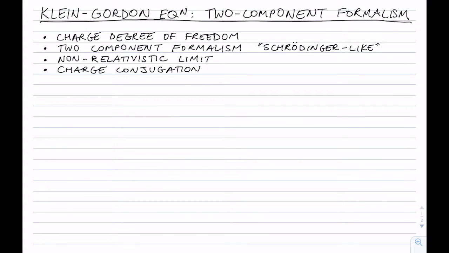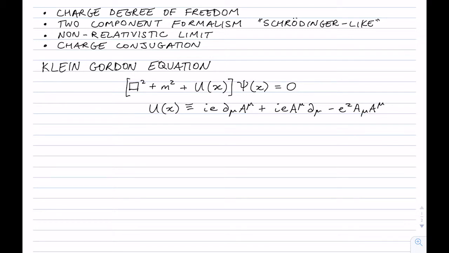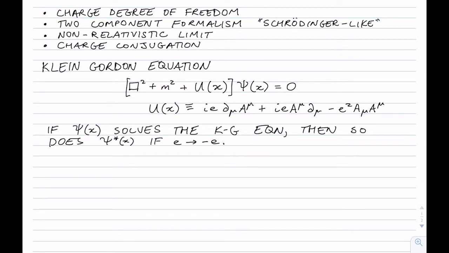So let's just recap again what the Klein-Gordon equation is. So that's the Klein-Gordon equation in one of the ways that we wrote it in the last video. Now, if we have a look at this equation, it's easy to show that if psi solves the Klein-Gordon equation, then so does the complex conjugate psi star of x, provided we also take the electric charge E to minus E. Let's just leave that as homework, but it's kind of clear if you just take the complex conjugate and E goes to minus E simultaneously, you'll see that the equation is unchanged.